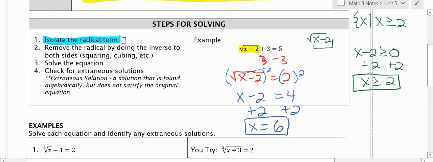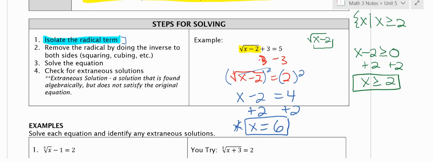6 is greater than 2, so it does satisfy my original equation. If I substituted it back in, I'd get an answer that makes sense. And so my answer to this would be x equals 6. I could also check it if I wanted to make sure it was correct. So if I did the square root of 6 minus 2, did I get 2? And I actually would get 2. Checks out.